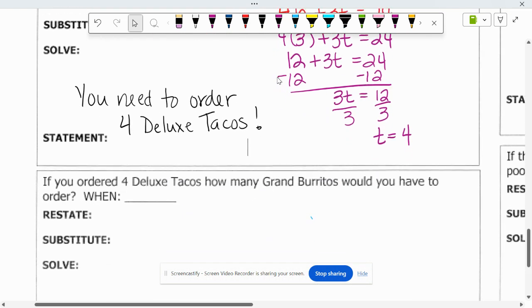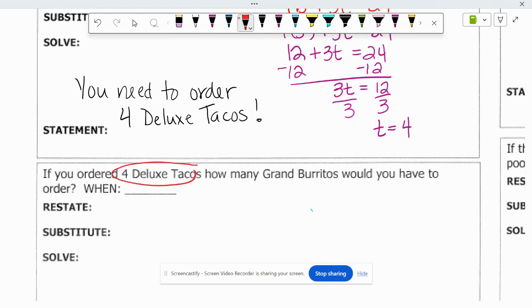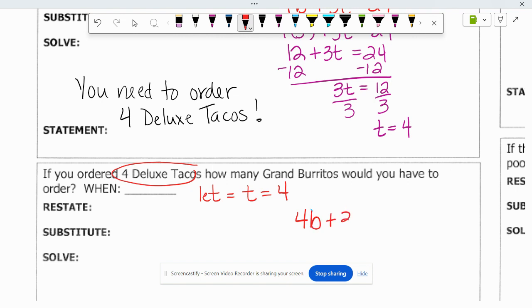If you ordered 4 deluxe tacos, how many grand burritos would you have to order? Bryce, what is this saying? So let T equal what? Yeah, let T equal 4. So taking my original equation, 4B plus 3T equals 24. And now I'm replacing the T with a 4. 4B plus 3 times 4 equals 24.